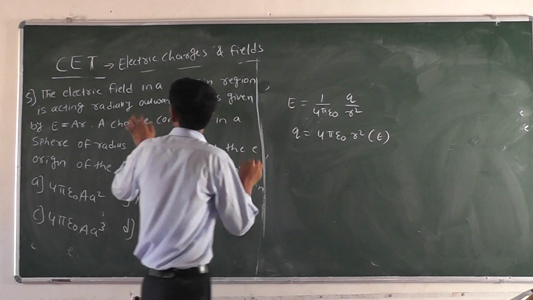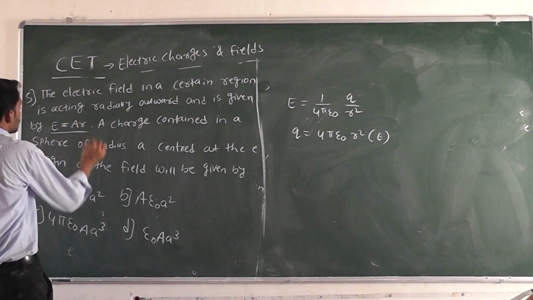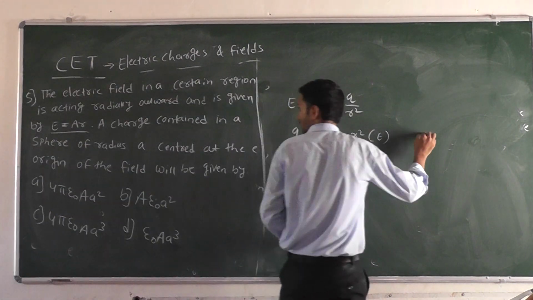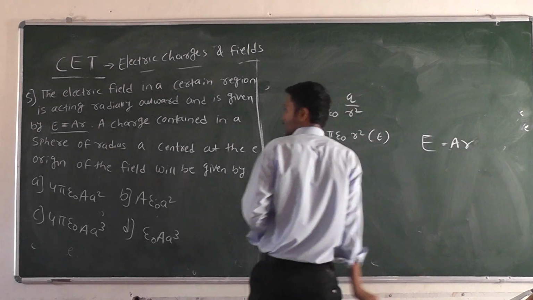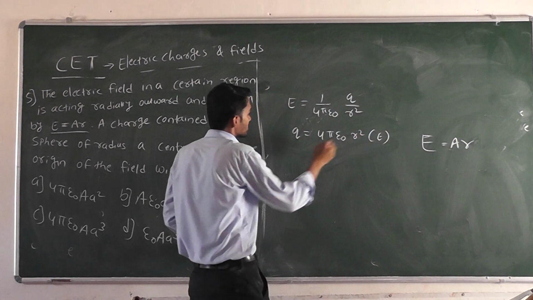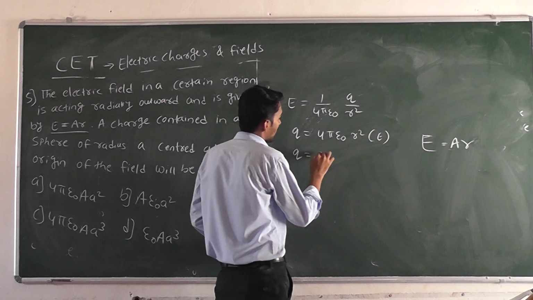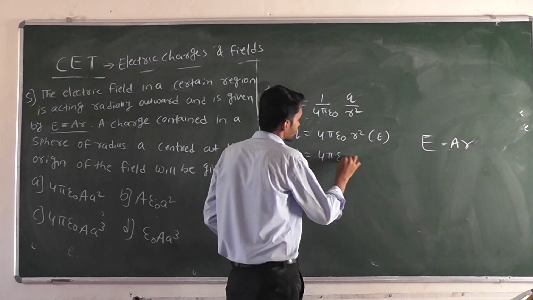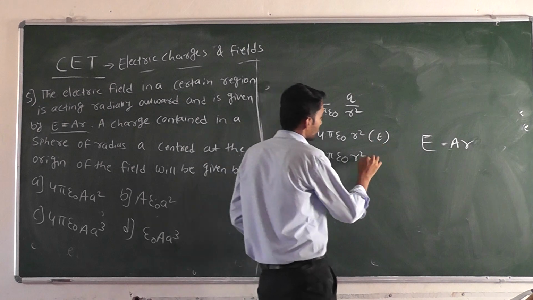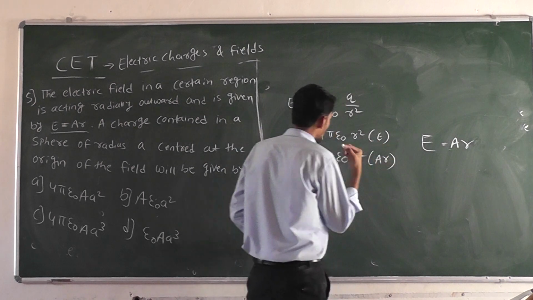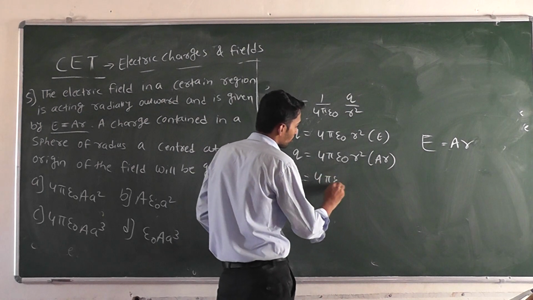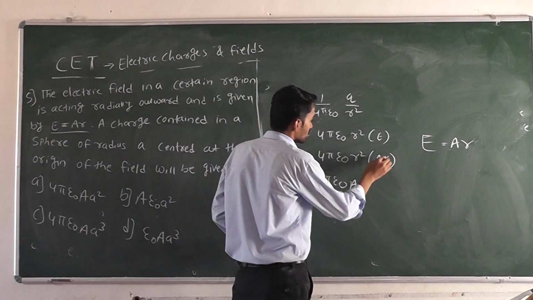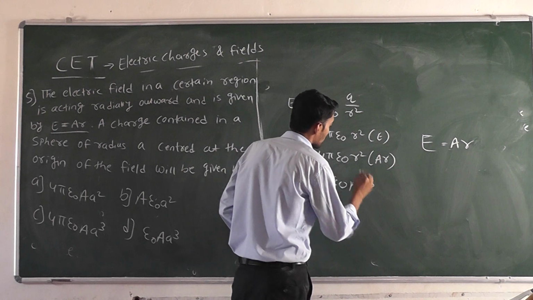So what is given here? They are taking E is equal to A r. In the place of E, we will write A r. So q is equal to 4 pi epsilon naught r squared into A r, which gives 4 pi epsilon naught A r cubed.